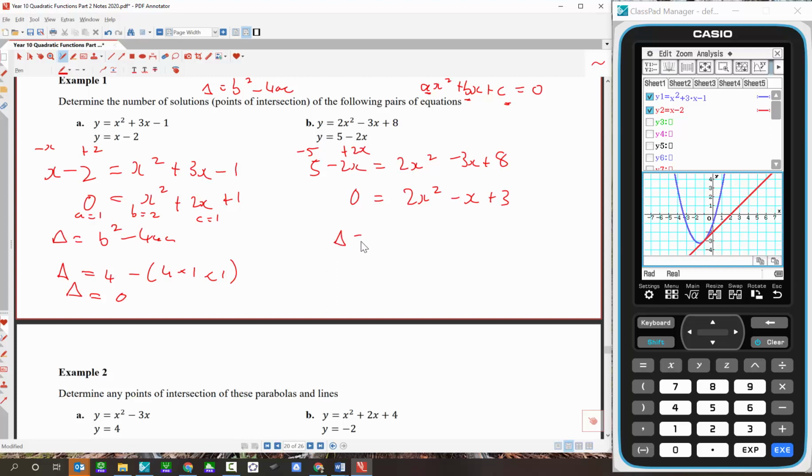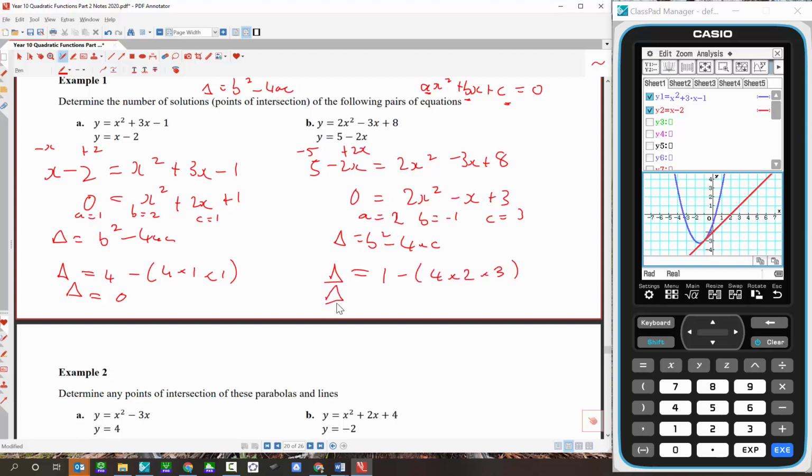All right, discriminant is b squared take 4ac. Where a is equal to 2, b is equal to negative 1, and c is equal to 3. All right, let's throw them in there. So we've got negative 1 all squared is 1, take away 4 times 2 times 3.